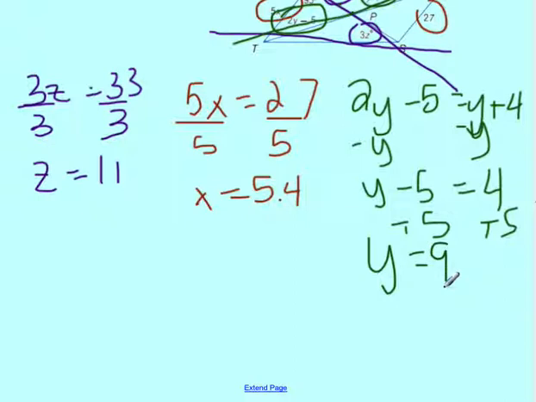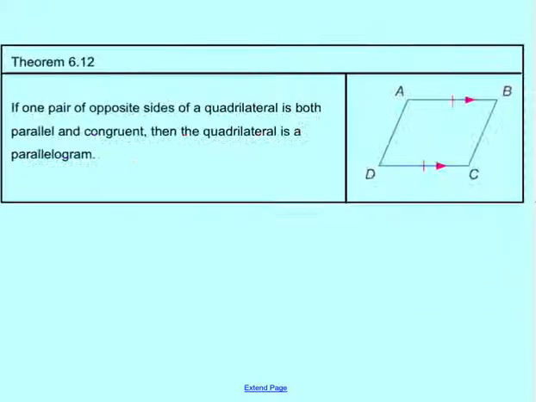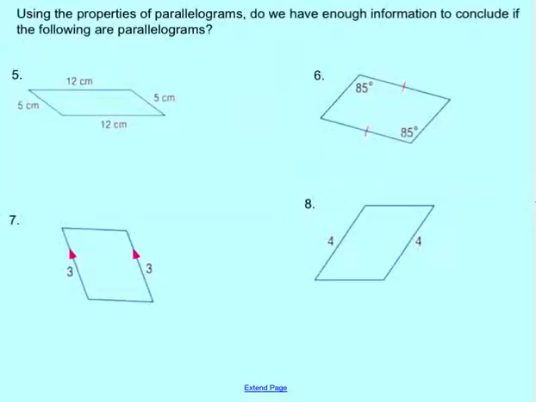Let's go ahead and take a look at some of those final properties here. So if one pair of congruent sides of a quadrilateral is both parallel and congruent, then the quadrilateral is a parallelogram. So if we know that this side is parallel to this side and they have the same length, we're talking about the same sides, then we can say that it's a parallelogram. So let's take a look and see if some of these are parallelograms.